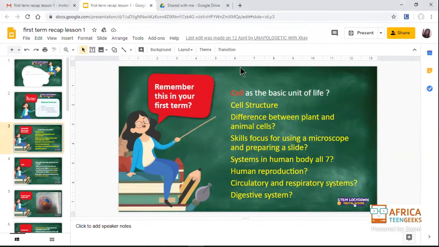Great stuff. So you remember the cell structure, the difference between the plant and animal cells. Skills focus for using a microscope and preparing a slide. Systems and human body, all 7 of our systems in the human body. Human reproduction, circulatory and respiratory system, and lastly, the digestive system. So you guys did that in Term 1, right? And you still remember it.